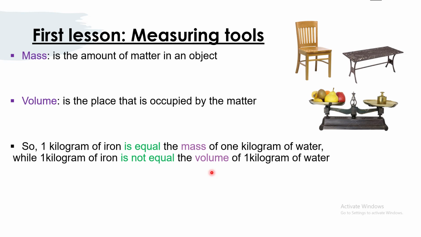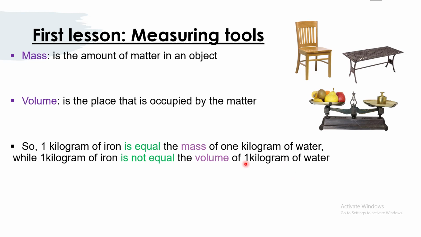So if we consider the space that will be occupied by the water, this of course will be larger than the space that will be occupied by the iron if they are in the same quantity. For example, if we put 1 kilogram of water in some specific cylinder, this water will take a specific place in the cylinder, a white cylinder. But the same quantity of iron, 1 kilogram of iron too, will not take the same place that was taken by the water.